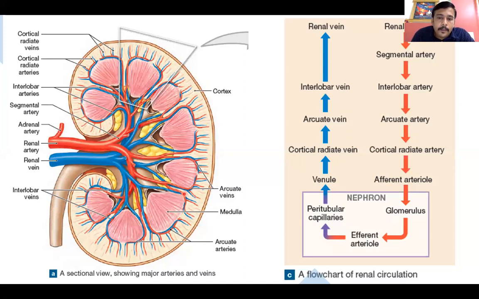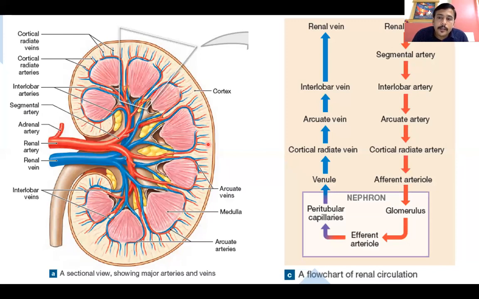They form the peritubular capillary plexus. This peritubular capillary plexus will finally form the venules. These venules will continue or emerge out as the cortical radiate vein. You can see here the blue color lines along the cortical radiate artery, just on the sides of the cortical radiate artery.